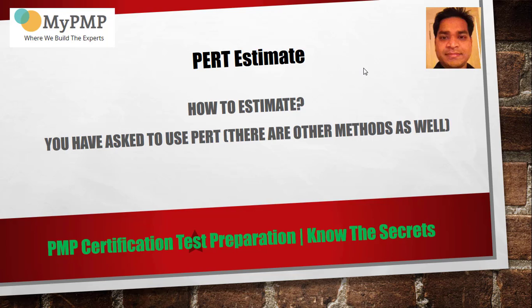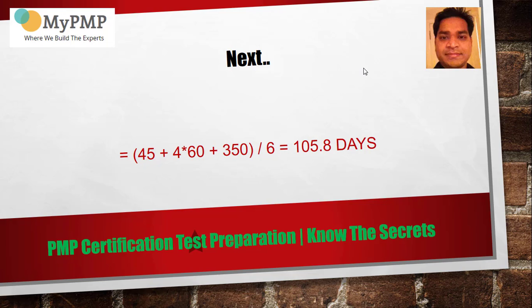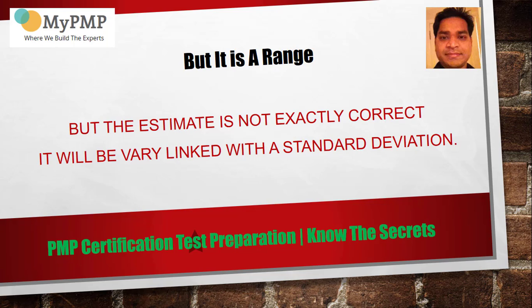Now let's use the PERT method. The formula for doing the estimate using the PERT method is a weighted average which comprises pessimistic plus 4 times most likely plus 1 time optimistic, sum it up and divide by 6. So in our question it is (45 plus 4 into 60 plus 350) divided by 6. That comes to 105 days.